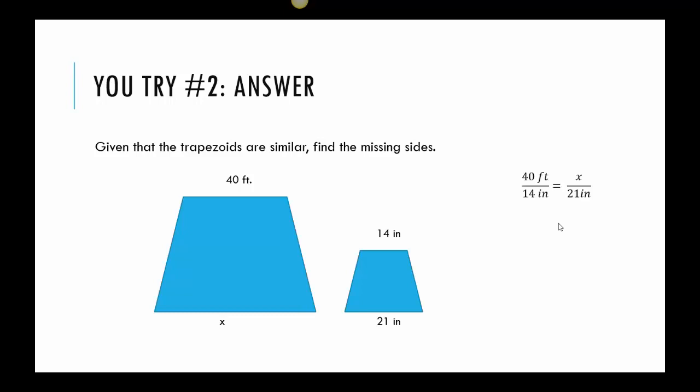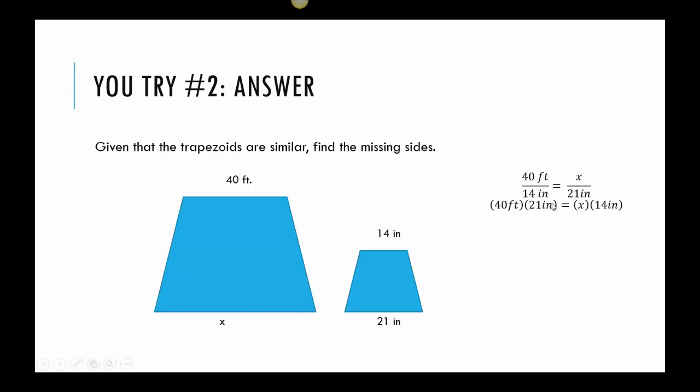So I set up the 40 over 14, so I just did top to top, and then bottom to bottom. Again, the big one on top, this little one on bottom, so I need to do the same thing over here. Cross multiplying, 40 times 21 is x times 14. And in these two, I did make the dimensions different. I did feet and inches just to show you that it doesn't matter. It will be consistent because they will cross out.